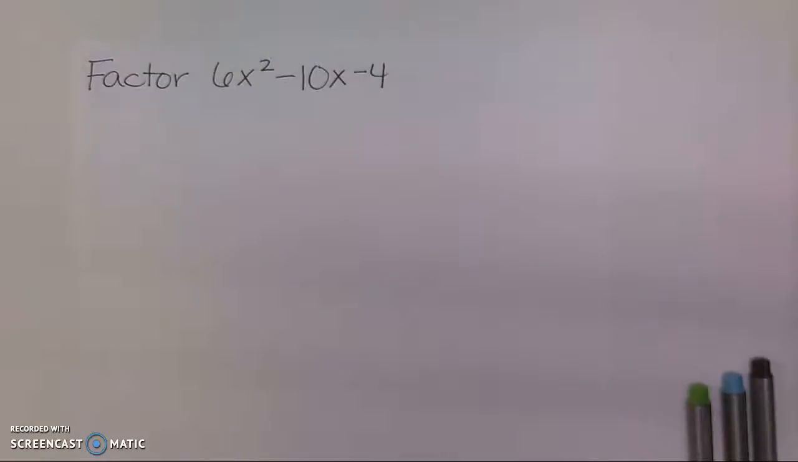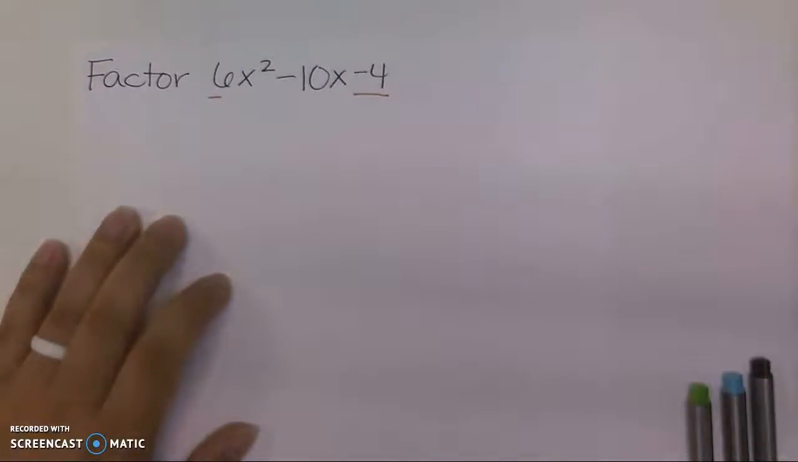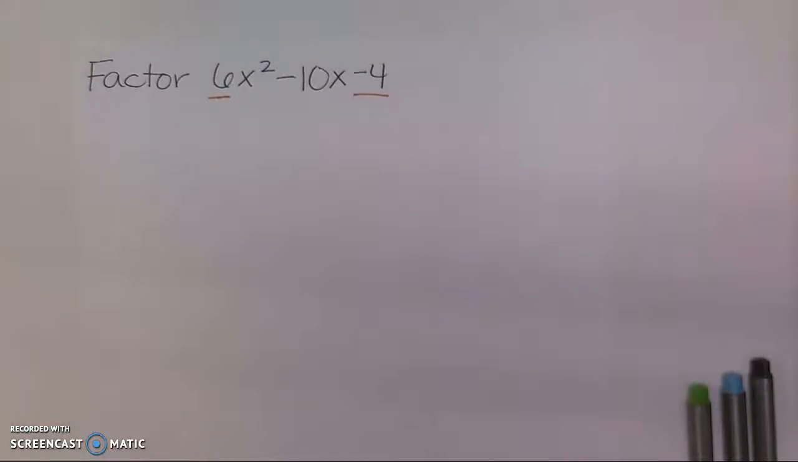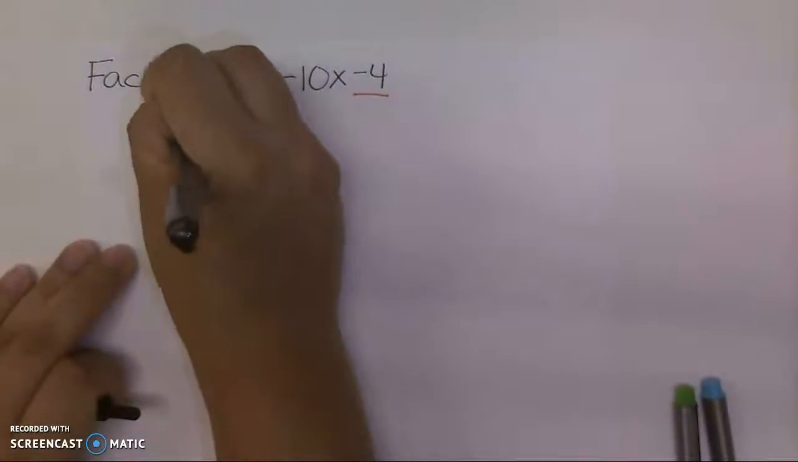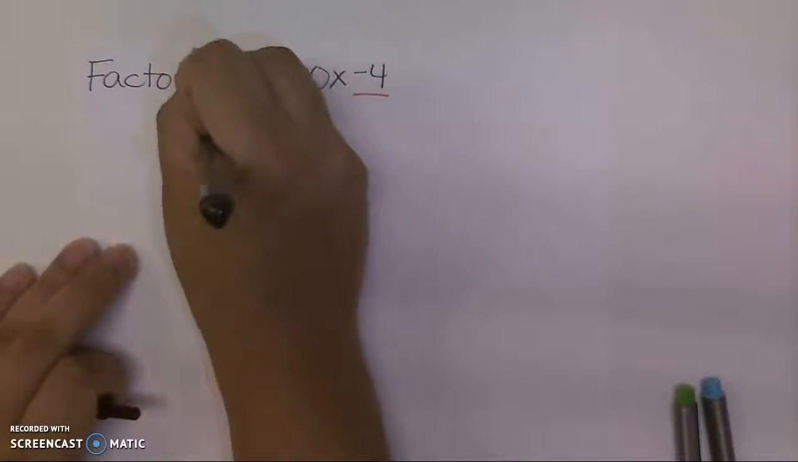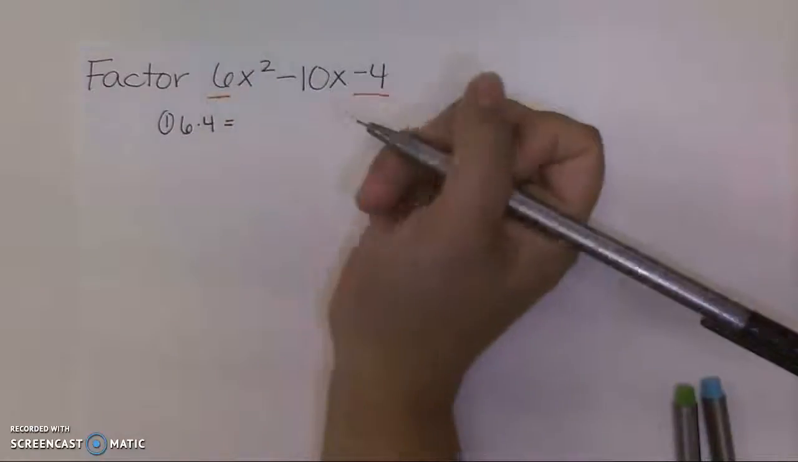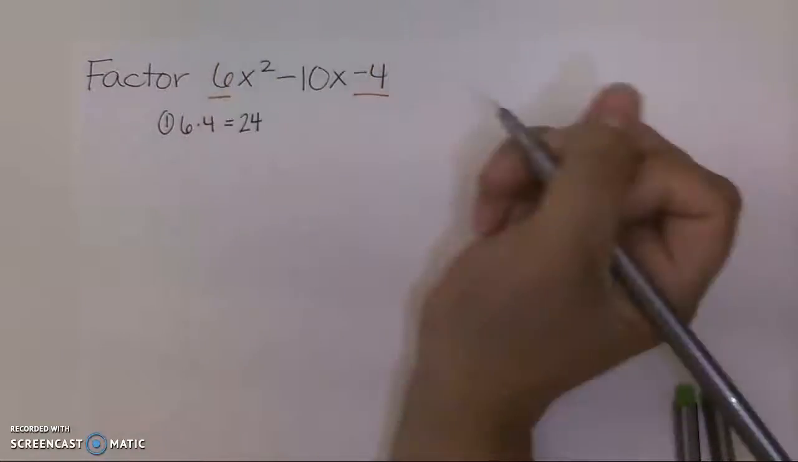The AC method is a lot like factoring a regular quadratic, but it multiplies our a times c before we actually begin. So I'm going to start by multiplying our a times c. Our a times c is 6 times 4. Right now, we don't care about the negative. We'll care about it a little bit later. So we're just going to use 6 times 4, which is 24.